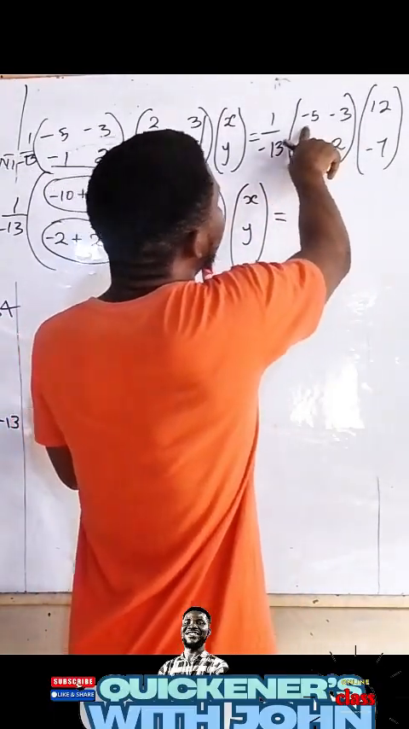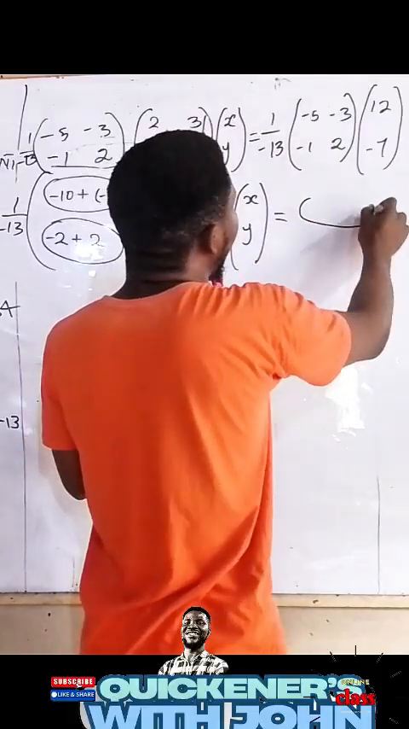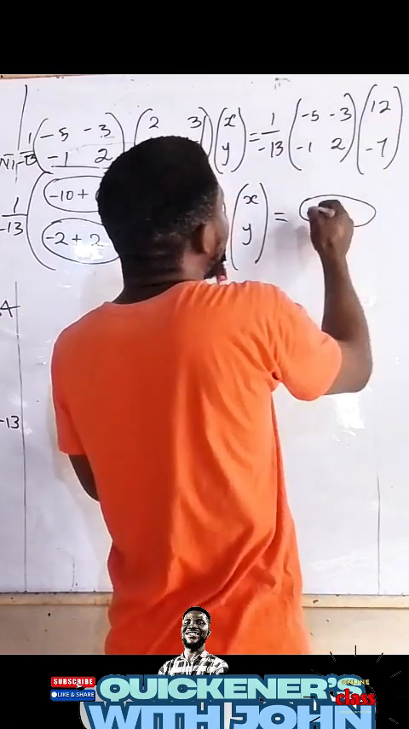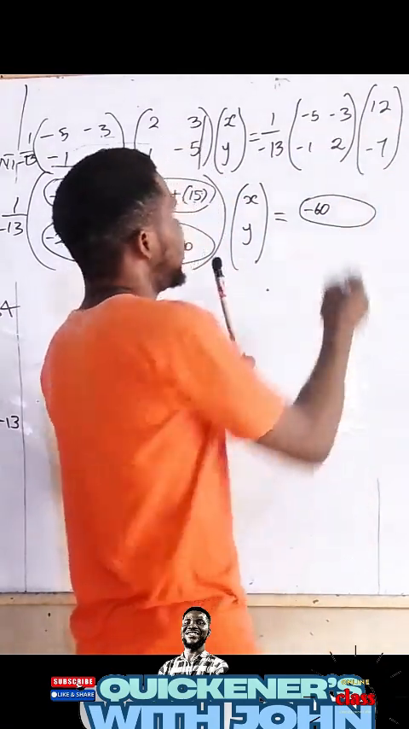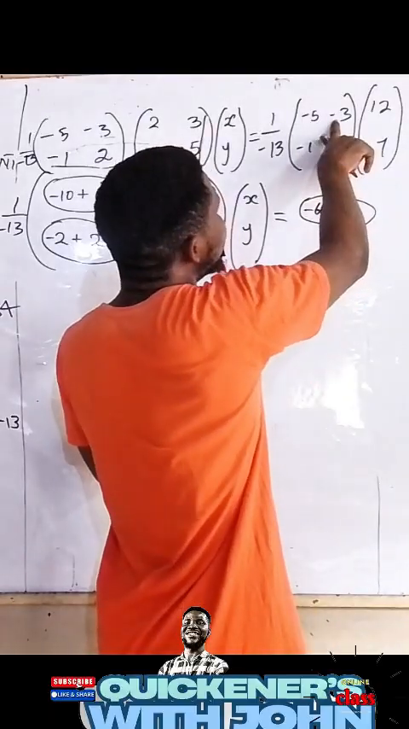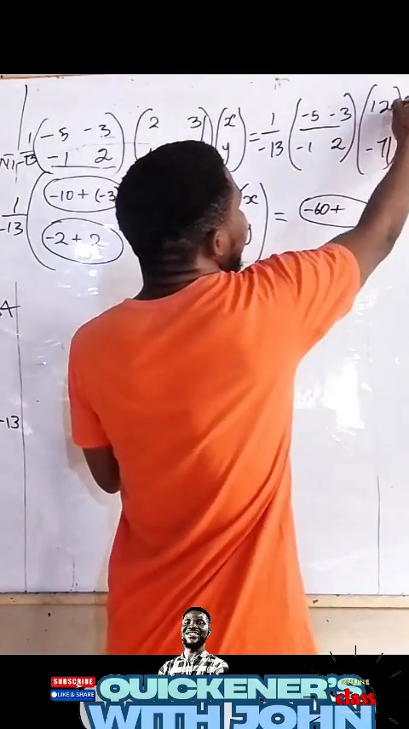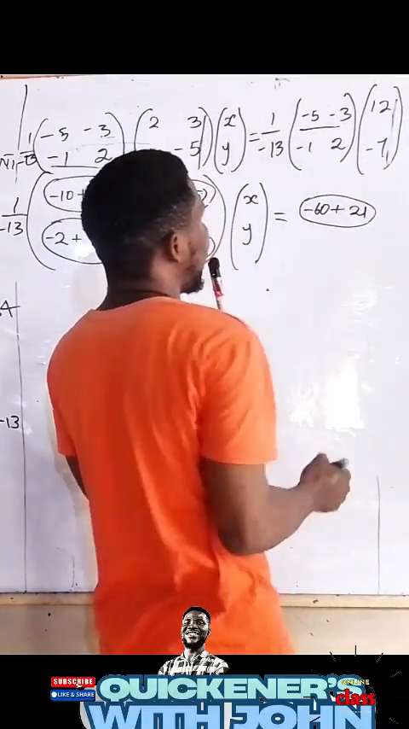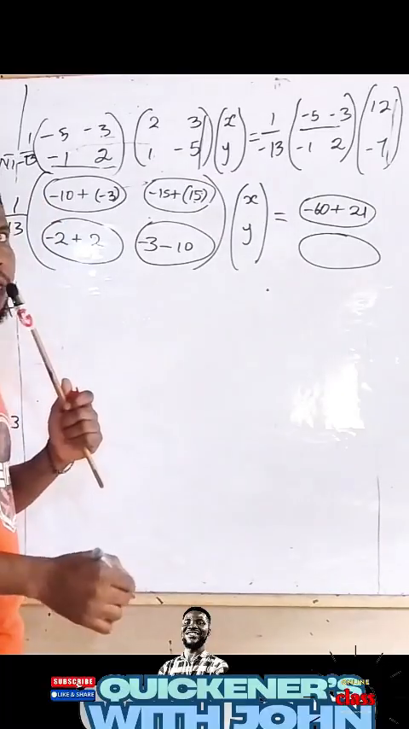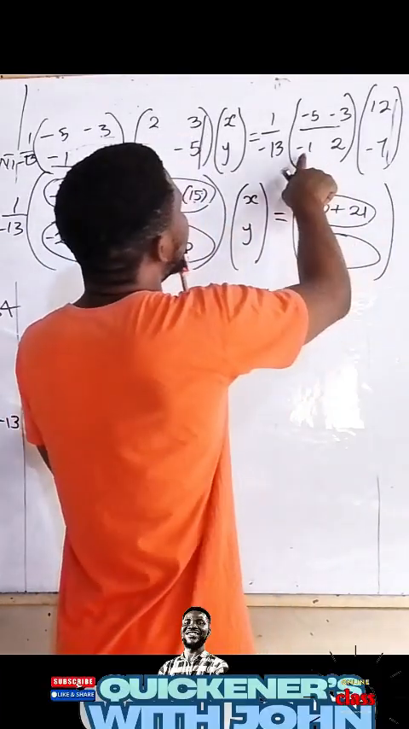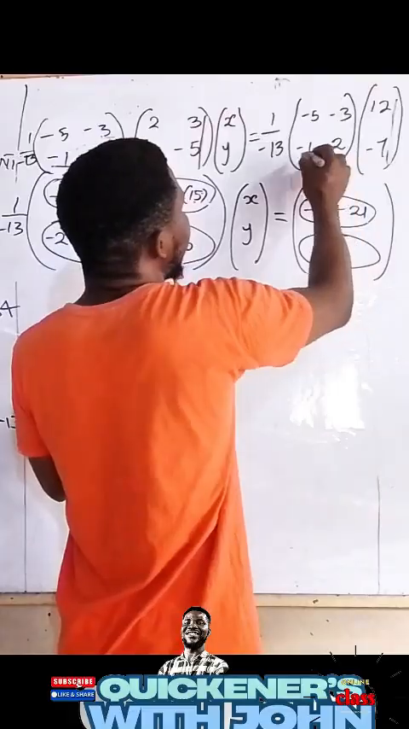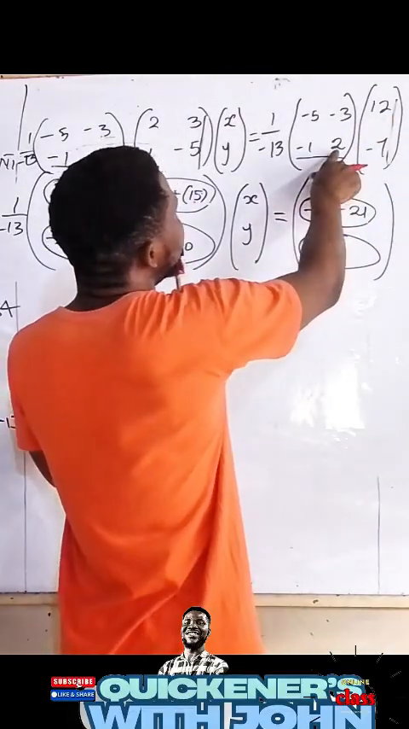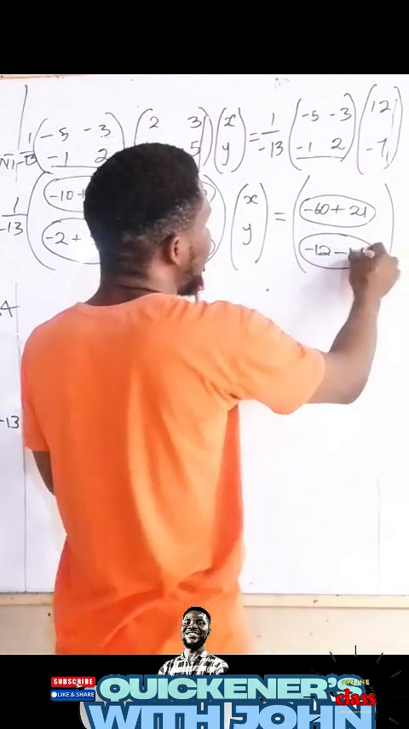Now, this one will give us only one cell at the first row. So, minus 5 times 12. That is minus 60. Plus minus 3 times minus 7. That's 21. You understand now? Now the next cell: we are using this to multiply again. So minus 1 times 12. That would be minus 12, right? Then 2 times minus 7, that's minus 14. Can you see that now?